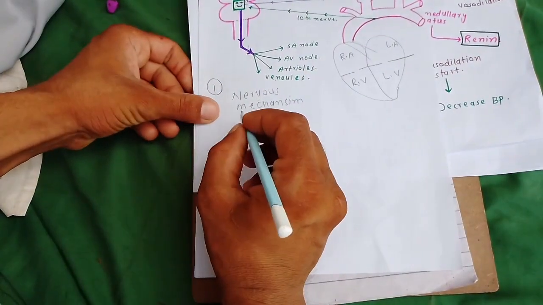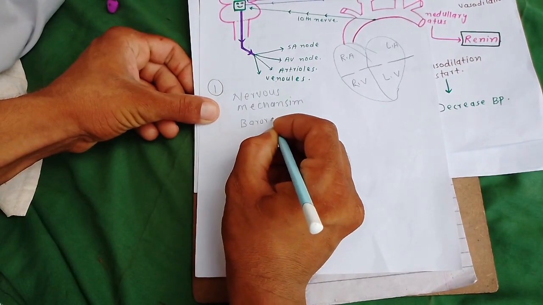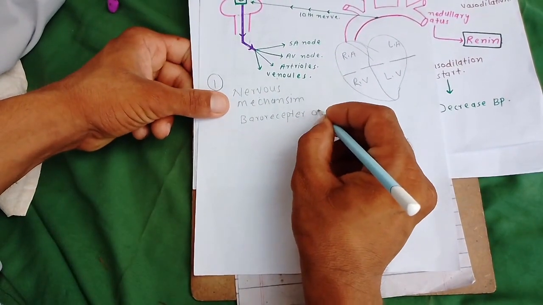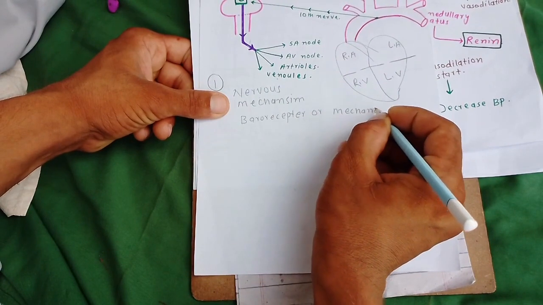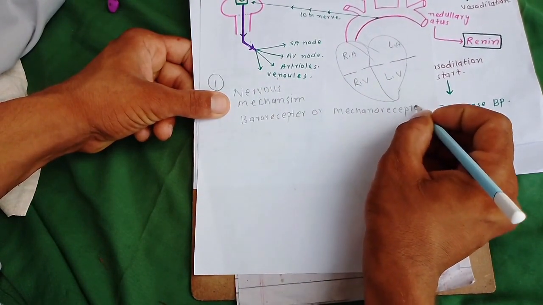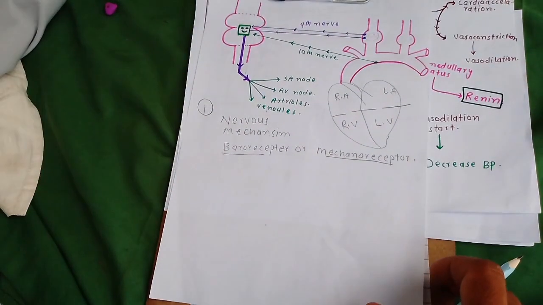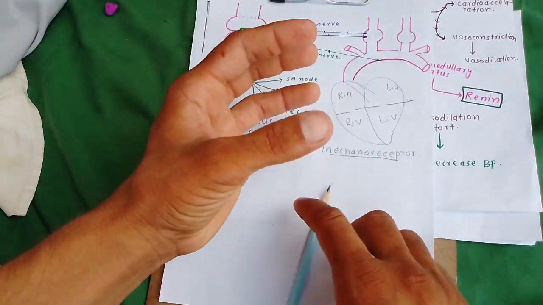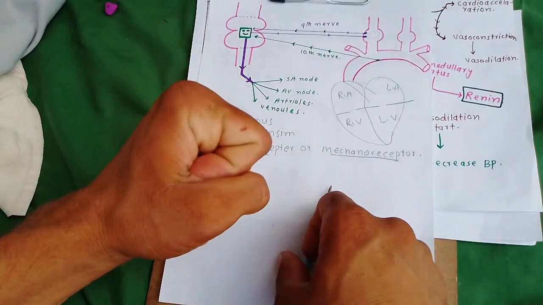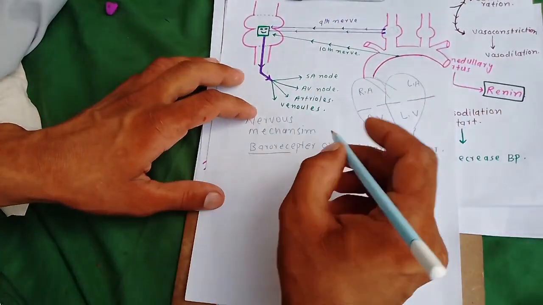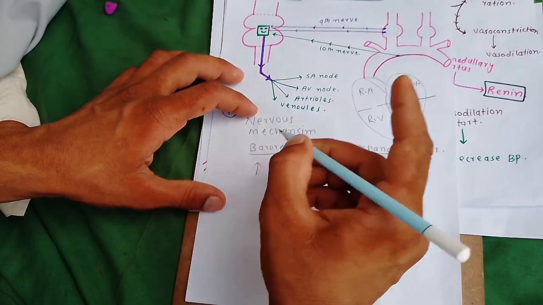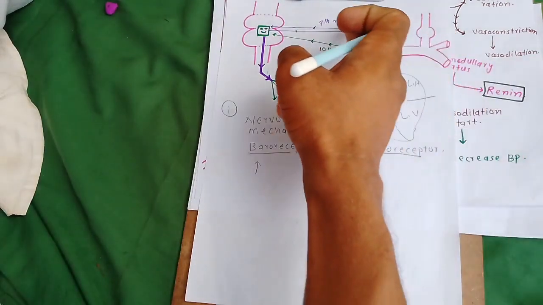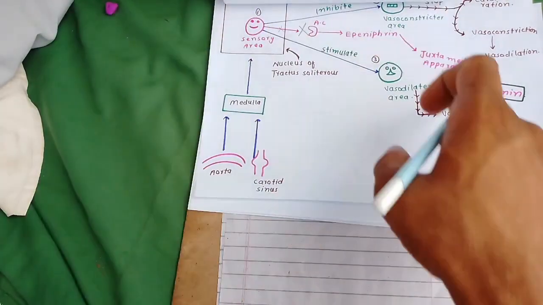Okay, so what is meant by baroreceptor? It is also called the mechanoreceptor. Why is it called the mechanoreceptor? Because this receptor is activated during mechanical stretch. Okay, so when the BP becomes high above normal, the nervous system brings the BP back to its normal state by this one mechanism.